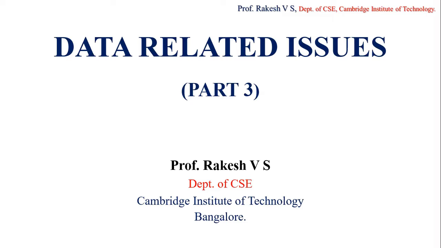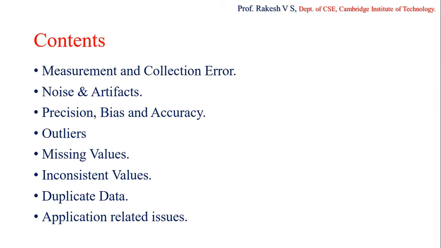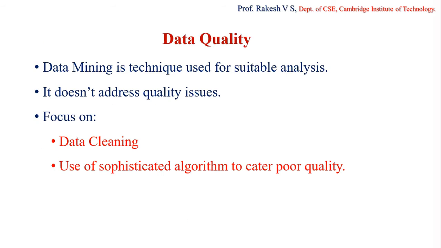In this particular session, we are going to see the second issue with respect to data, that is data quality. So in this session, we are going to learn about what we mean by a measurement and a collection error, what is noise and artifact, what is precision, bias and accuracy, outliers, missing values, what we mean by inconsistent values, what actually is duplicate data, and what are the application related issues that we have. So these are the topics that we are going to cover in this particular session.